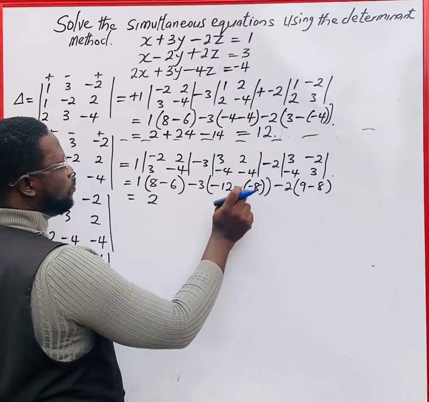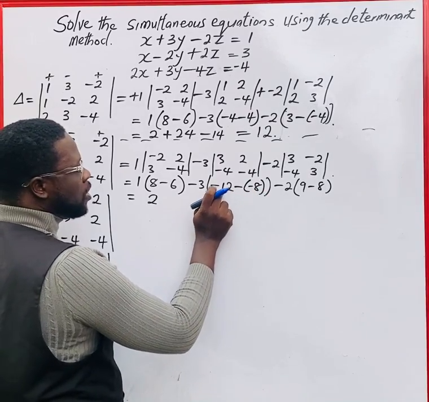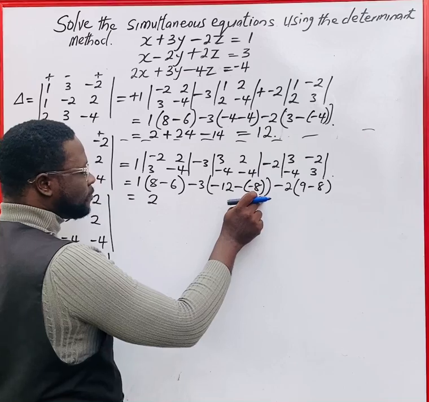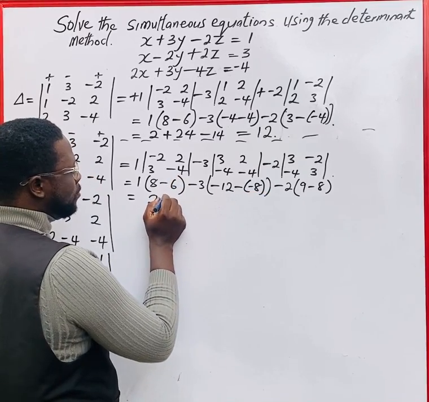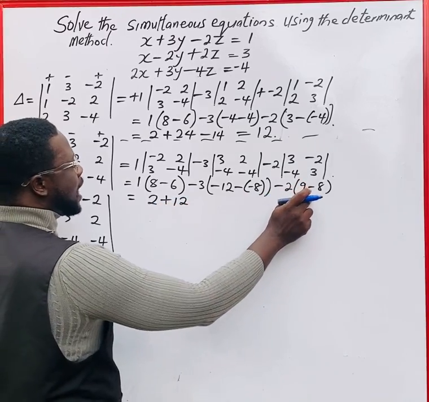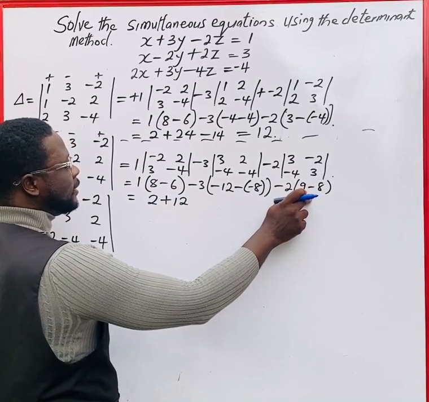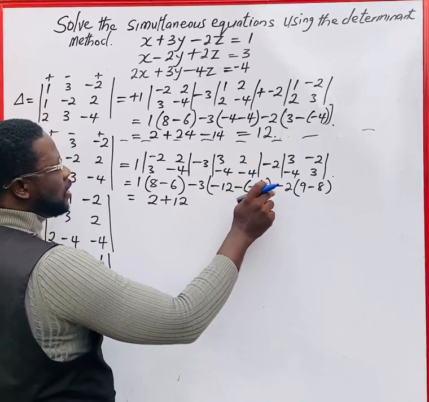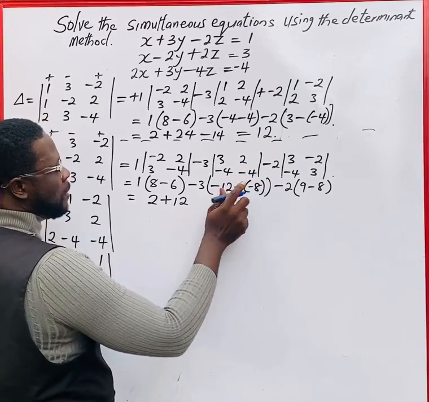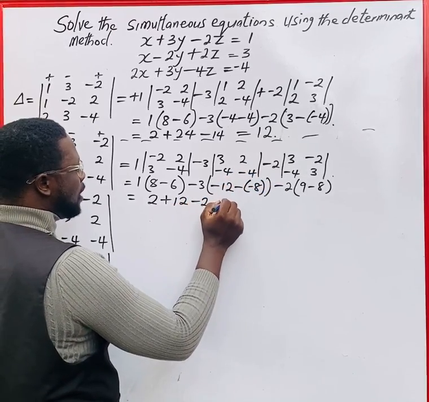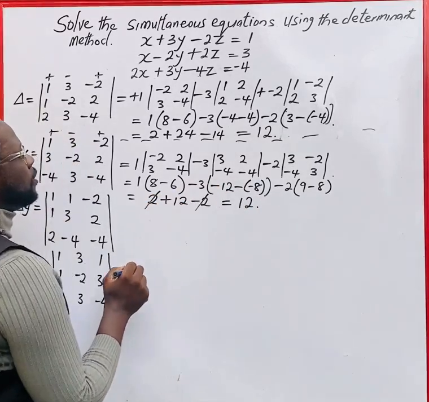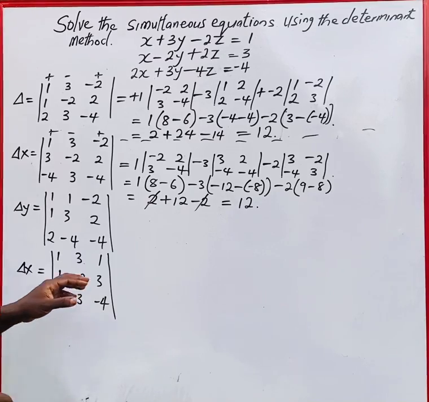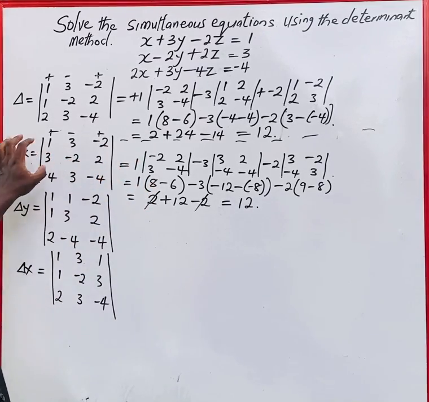Minus 12 plus 8, because minus minus is plus. Minus 12 plus 8 will give us what? Minus 4 times 3 plus 12. 9 minus 8 gives us 1, right? 1 times minus 2 gives us minus 2. Our answer is what? The answer is 12. So we've gotten 12 for the second determinant for variable x.